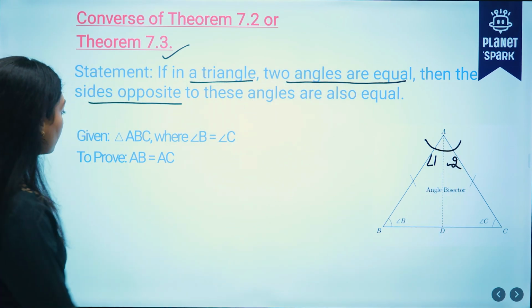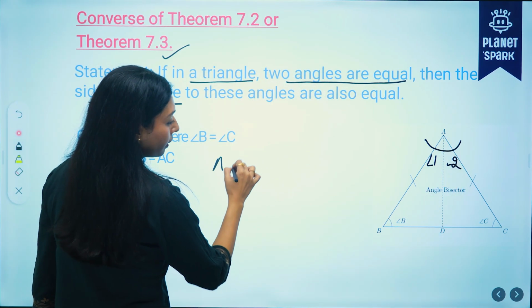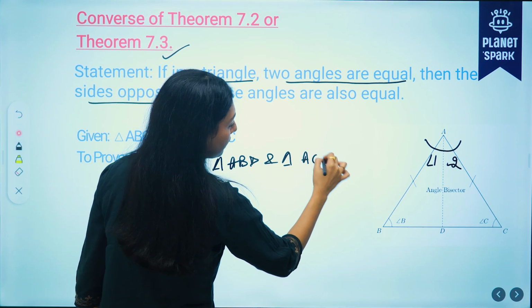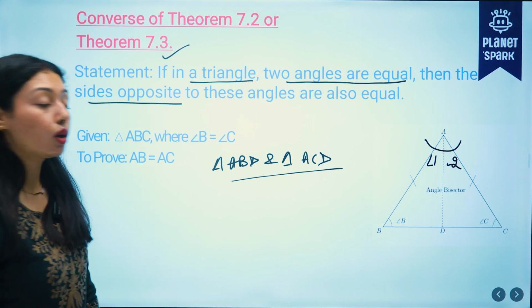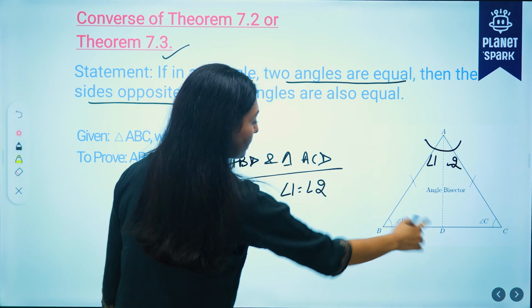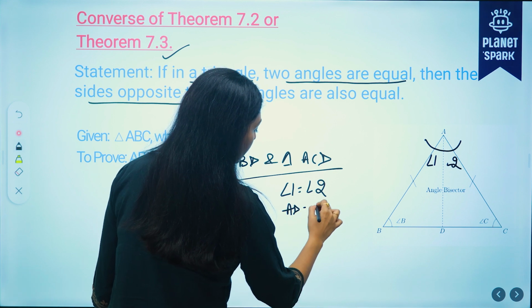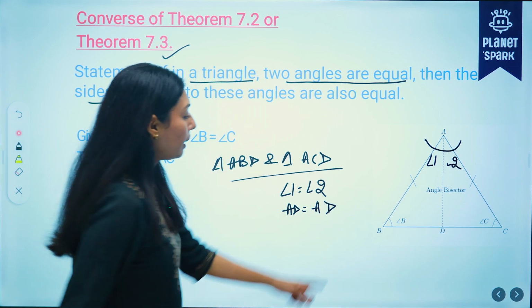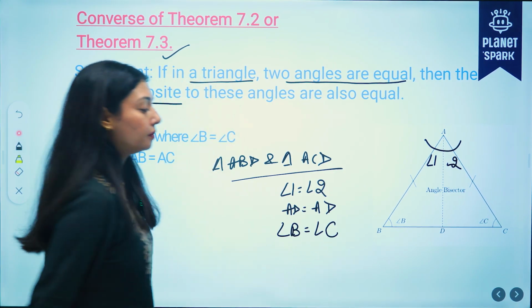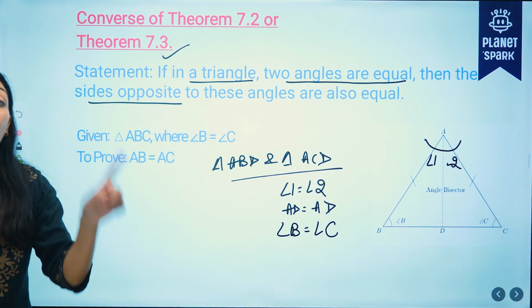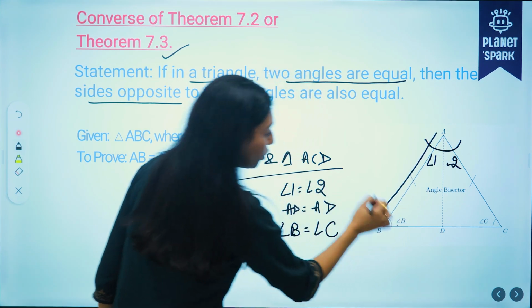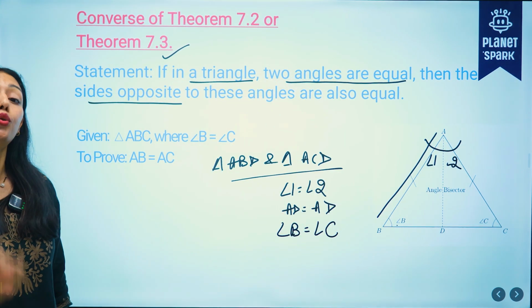So we are considering two triangles, triangle ABD and triangle ACD. Right? Let's see what all is given to be equal. First of all, angle 1 is equal to angle 2. We have a common side, AD is equal to AD. Then the angles are given equal: angle B is equal to angle C. Two angles and a non-included side, right everybody? For these two angles, this is the included side. That is not given, that we have to prove to be equal.